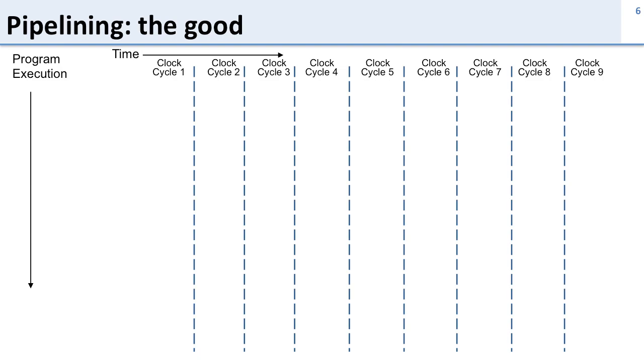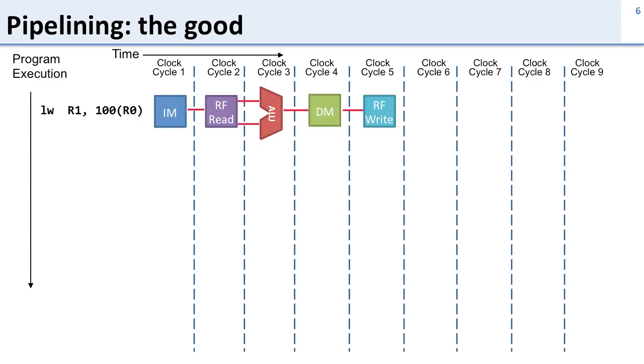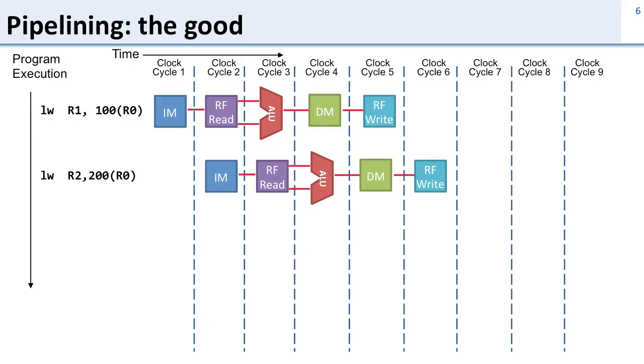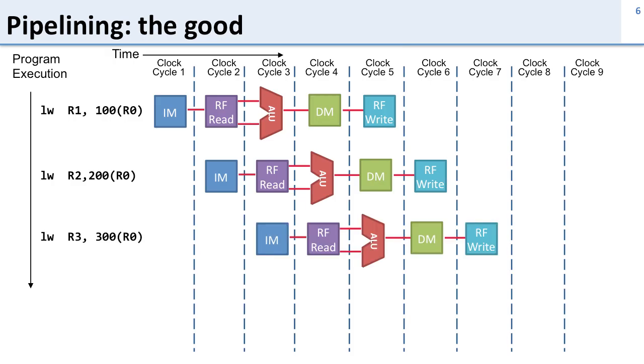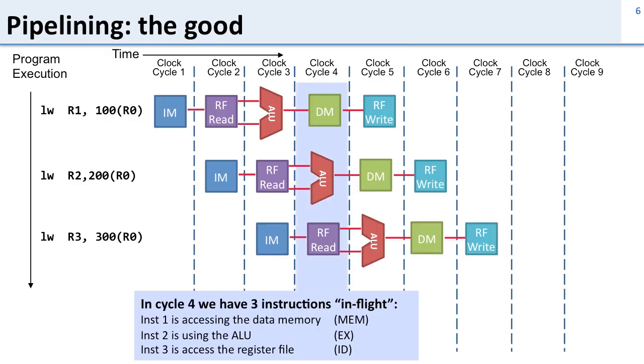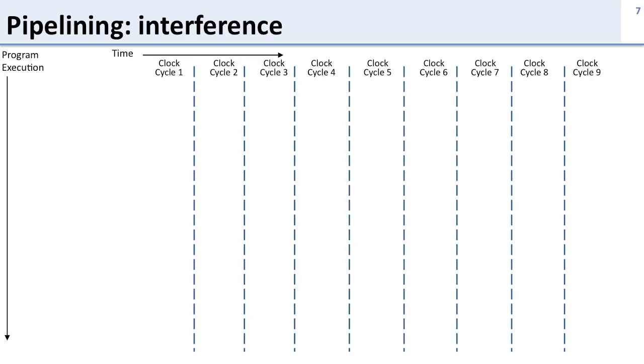So let's take a look at the good part about pipelining we had from the previous lecture. So we execute one instruction, and it's going to do 5 different things in the 5 stages of the pipeline. And then the next instruction is going to overlap. The instruction after that is going to overlap. So because of pipelining, we can overlap these instructions. So here in cycle 4, we have 3 instructions that are doing different things. The first instruction is accessing the data memory in the memory stage. The second instruction is accessing the ALU in the execute stage. And the third instruction is accessing the register file in the instruction decode stage.